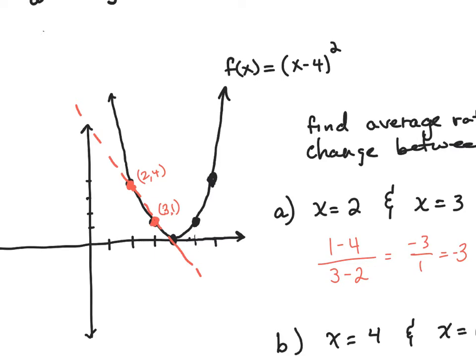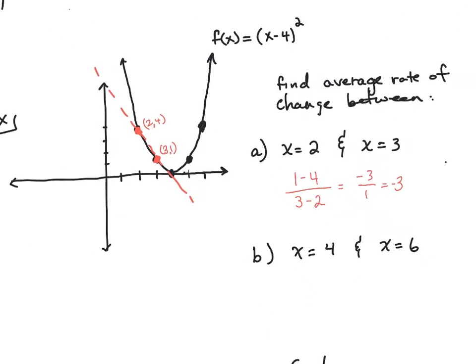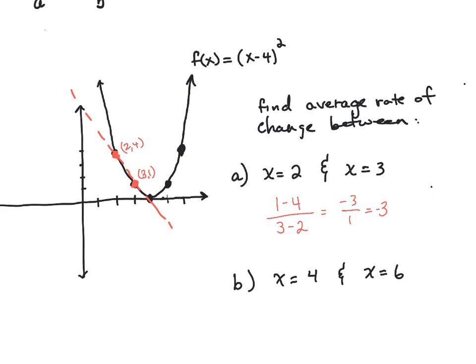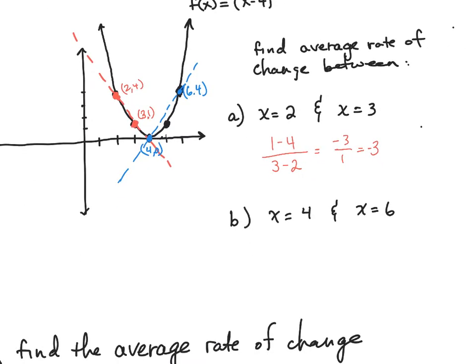Now for part B, between x equals 4 and x equals 6. So that would be x equals 4 and x equals 6. That's that line right there. So we need to calculate the slope of that secant line between x equals 4 and x equals 6. So we have a point here of (4, 0), and then a point here of (6, 4).